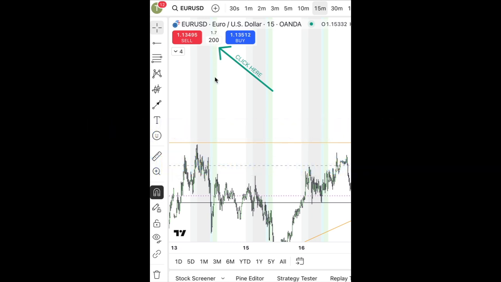Okay, to reduce your position size while you're trading in Oanda with a live account, you click here, which is the number of units that you're using in your trade. You can do this while a trade is happening. Click the number of units.